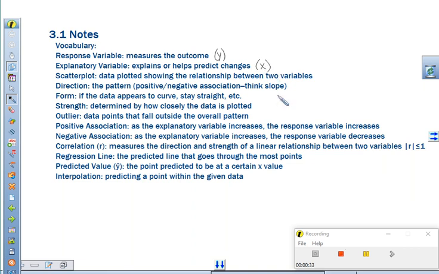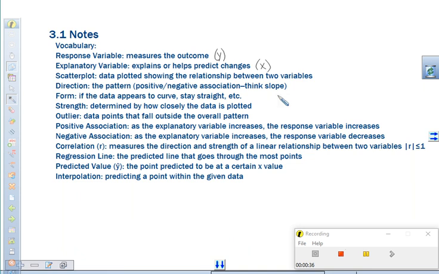So it explains or helps predict the changes. So what is causing the response to happen? And sometimes we don't know all the different possibilities, and we'll get into that later on as we continue to look at the different stuff that we'll be learning this year.